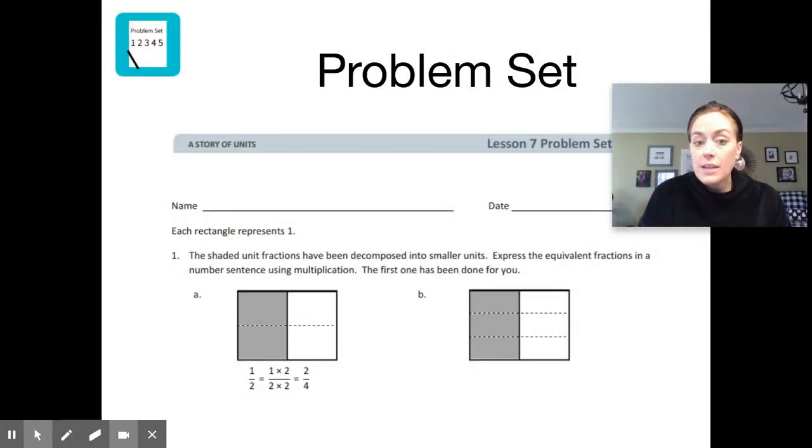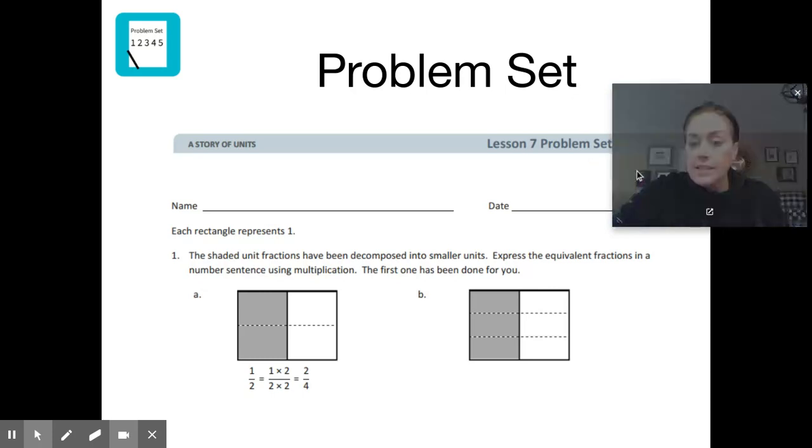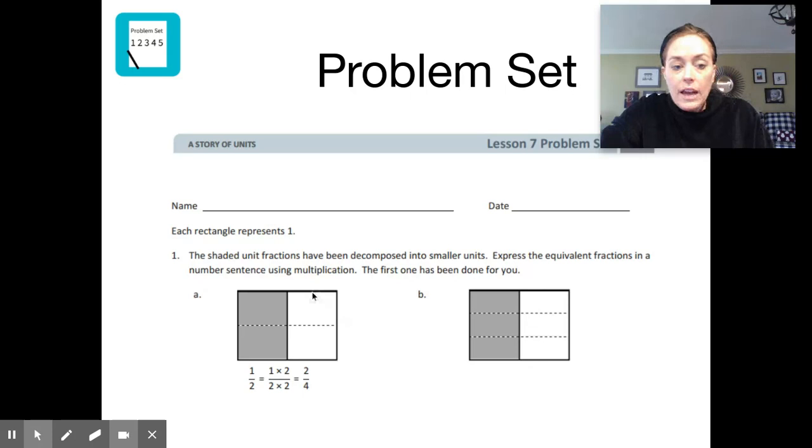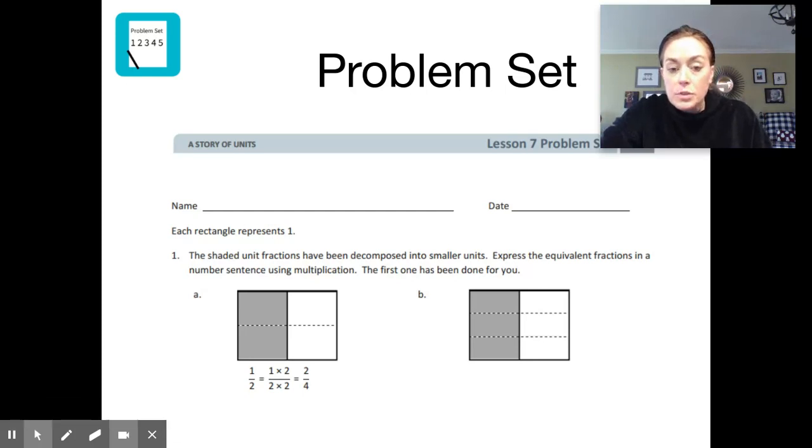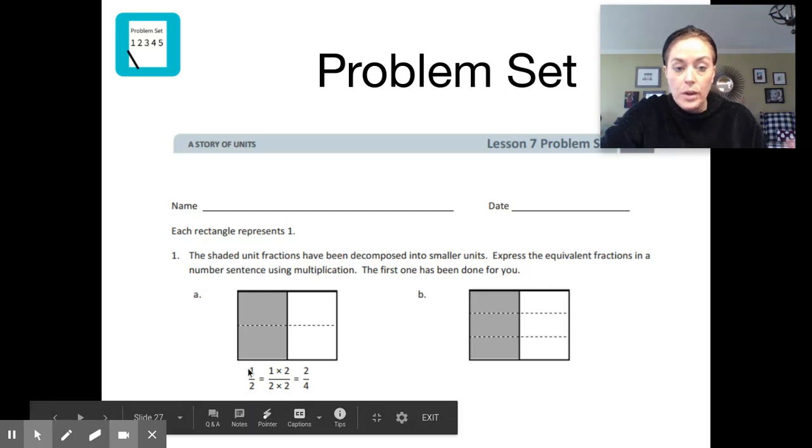You will get some practice today by doing the problem set. So when you access the lesson 7 problem set, number 1 is going to have you start with the shaded unit fraction. It's going to be decomposed into smaller units, and then it wants you to express it in a number sentence using multiplication. And the first one's been done for you. Okay, so you can see it started off as 1/2. They had 2 pieces drawn. 1 was shaded in. They decomposed it into smaller units by drawing the horizontal line. And now they have 2 rows, so they had to multiply the numerator by 2 and the denominator by 2 to prove that 1/2, in fact, is equivalent to 2/4, okay?